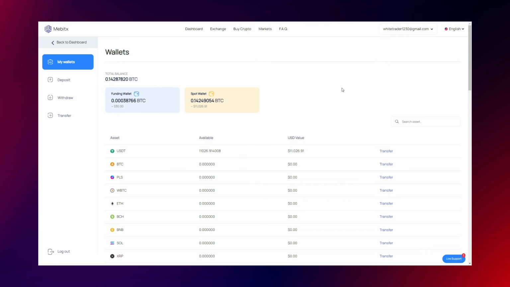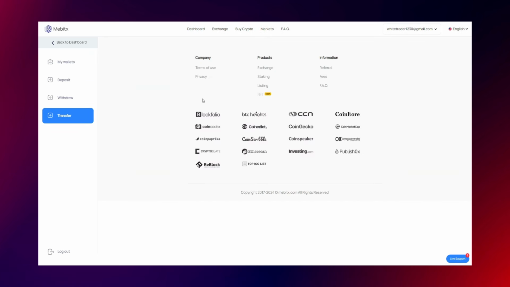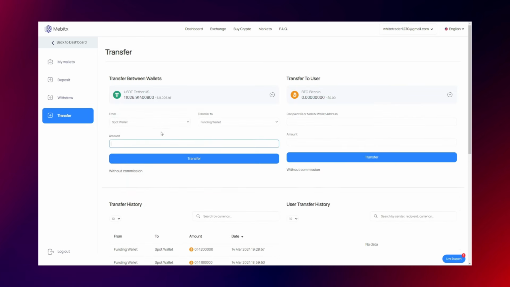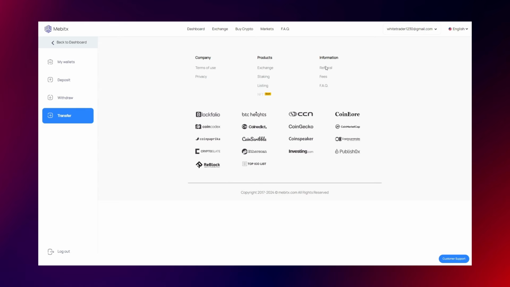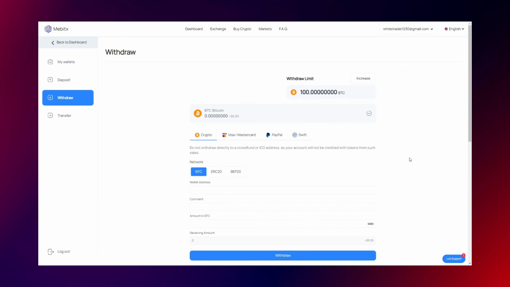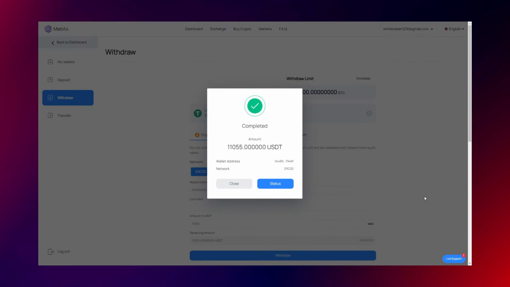After that, we need to transfer the USDT from the spot wallet back to the funding wallet and then withdraw our money. After a successful transfer, we need to go to the Withdraw tab and select USDT here and then enter our wallet address and the amount we want to withdraw. Great, I have successfully withdrawn USDT to my wallet. Usually the money comes in 10 minutes.